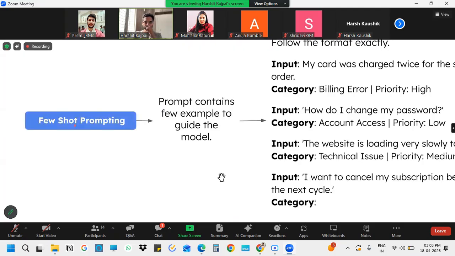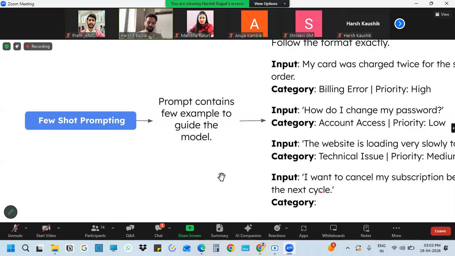An example of this is, let's say I want to classify customer tickets. So this is my input prompt. This is the input. I'm giving the category. So the input is, my card was charged twice for the same order. Category is billing error, priority is high. Then I'm providing a different example. How do I change my password? Category is account access, priority is low. Then I'm giving another example. And then I'm asking for output for the fourth example.